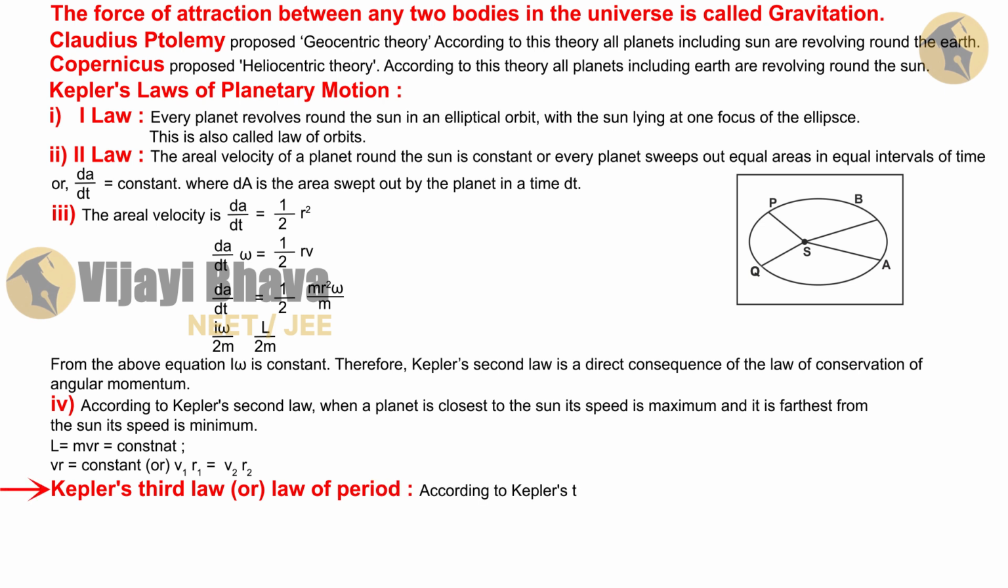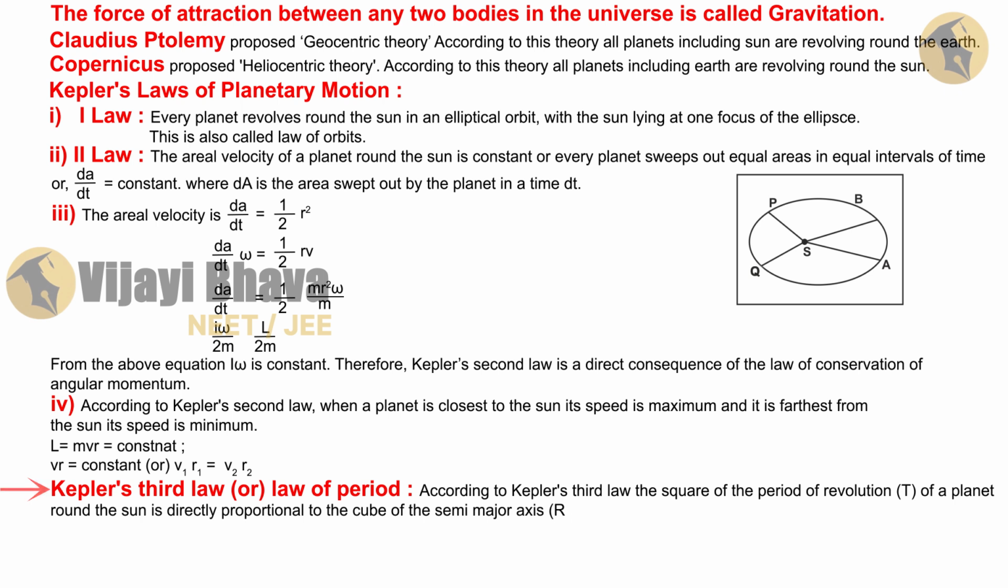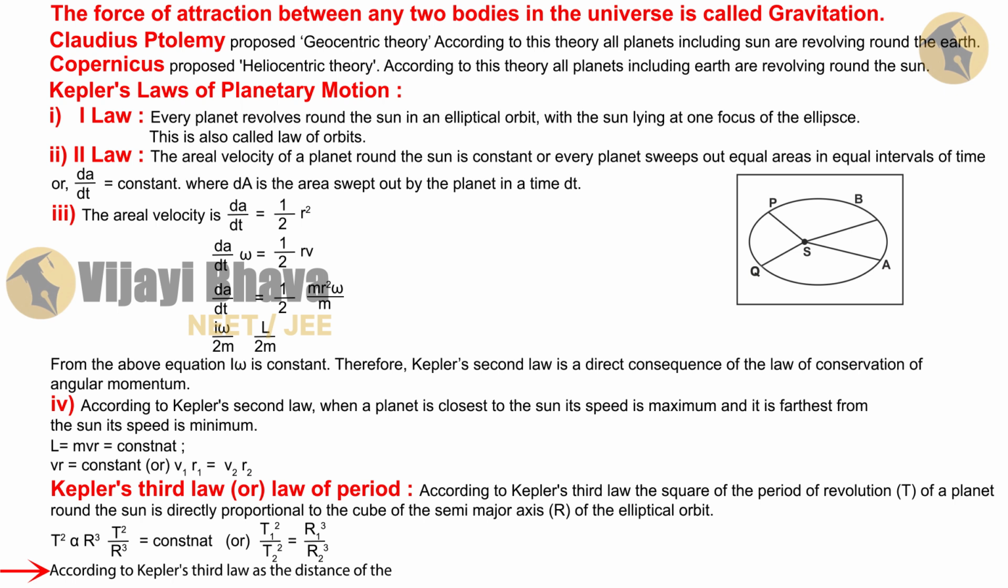According to Kepler's third law, the square of the period of revolution of a planet around the sun is directly proportional to the cube of the semi-major axis of the elliptical orbit. This can be mathematically represented as T square proportional to r cube, otherwise T square by r cube is constant, or T1 square by T2 square is equal to r1 cube by r2 cube. According to Kepler's third law, as the distance of the planet from the sun increases, the time period of the planet increases.